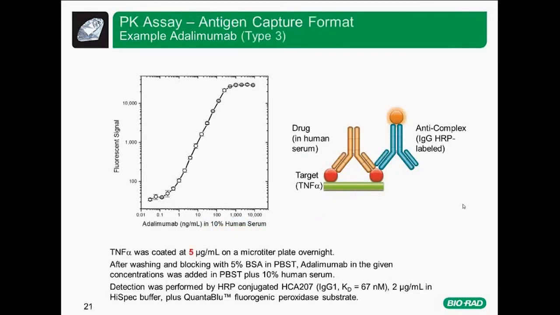And with these type 3 antibodies, you can do special PK assays, which is not possible with the other anti-idiotypic antibodies. Here you can coat your drug target, in this case TNF-alpha, at higher concentration, and then capture the drug out of the human serum and detect with a labeled type 3 antibody, and also here reach very good assay sensitivities.